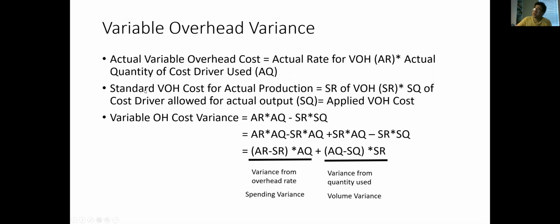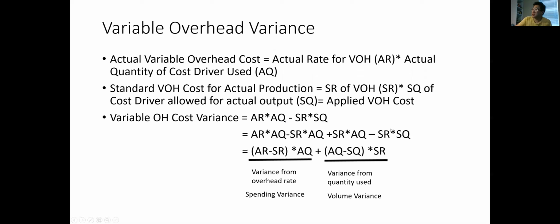And we define standard variable overhead cost for actual production to be the standard rate of variable overhead multiplied by the standard quantity of cost drivers allowed for actual output, and that's applied variable overhead. So here again, when we talk about overall variance, it's the actual rate multiplied by the actual quantity for all the production, minus the product of the standard rate and the standard quantity for the actual production. Actual is a keyword here.